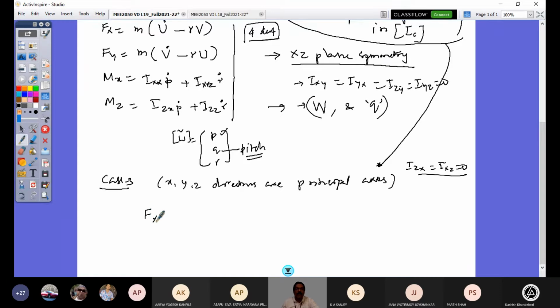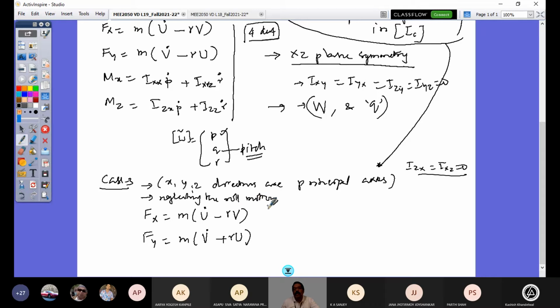So I will have now Fx equals m into (u dot minus r v), and Fy equals m into (v dot plus r u). So these 2, and I would not require now this x equation. Why don't I require this Mx equation? Because I don't want to consider the roll motion as well. So here, along with this assumption, I am neglecting the roll motion. Why neglect the roll motion?